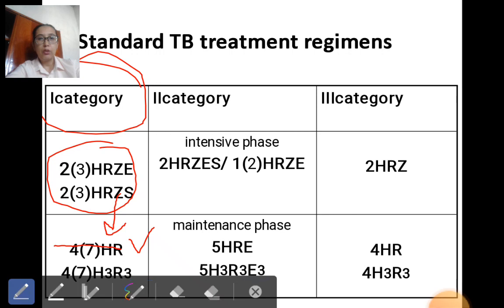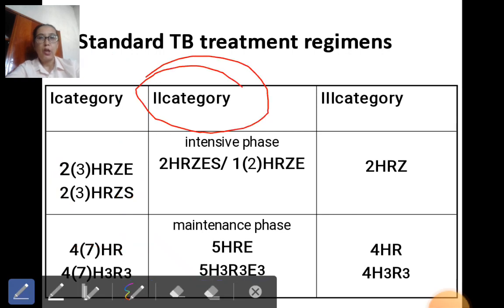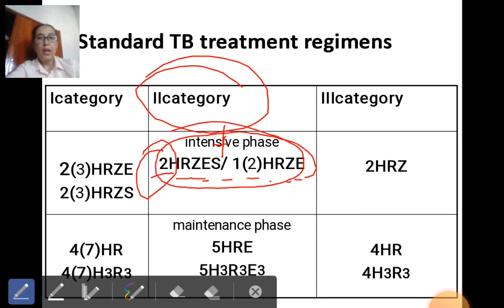Now we will talk about the second category. It is treatment for 2 months with isoniazid, rifampicin, pyrazinamide, ethambutol and streptomycin. After 2 months, we prescribe for 1 or 2 months isoniazid, rifampicin, pyrazinamide and ethambutol. It is the active phase of treatment. After the active phase, we start the patient's maintenance phase, also called the supportive phase: 5 months, 3 drugs: rifampicin, isoniazid and ethambutol.